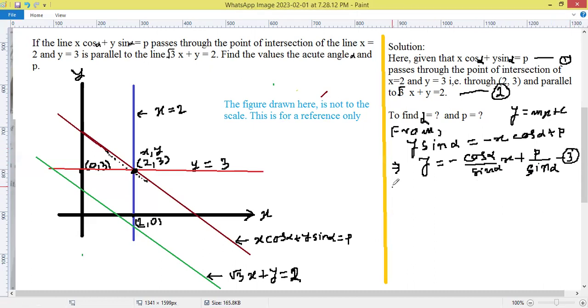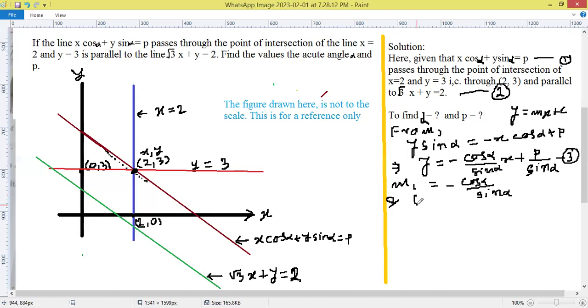Therefore you call its slope m1. If you compare it with y equals mx plus c, your m1 value will be minus cos alpha by sin alpha, or you can write minus cot alpha if you like.